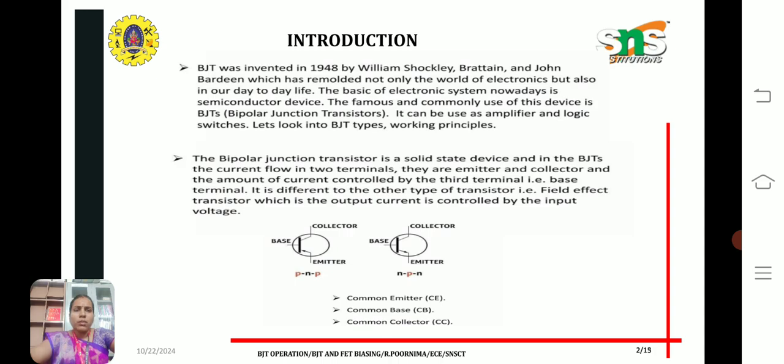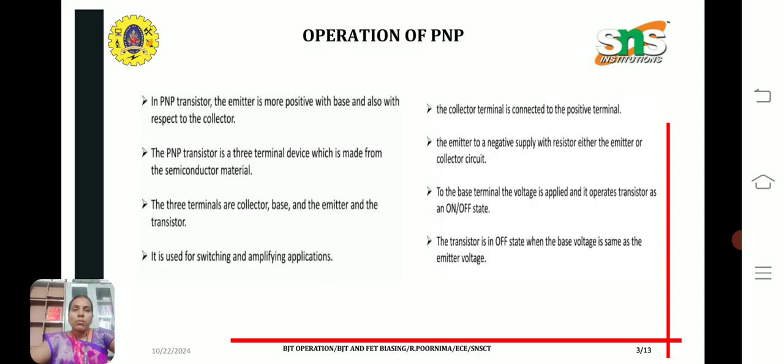transistors. Here we can see the emitter terminal, where there is an arrow mark which denotes the conventional current direction. And there are three types of configurations in the transistor circuit: common emitter, common base and common collector. And the operation of a PNP transistor.